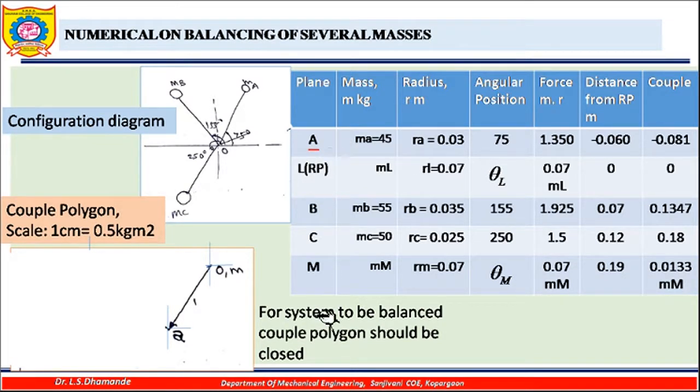Then I will draw another vector from this point A by taking the angular position, that is 155 degree, positive couple for mass B. So this is the second component that I will draw, and from here then again I will take an angular position of 250 degree. So 250 degree will be coming this much angle. From there I will draw one more couple as a vector.